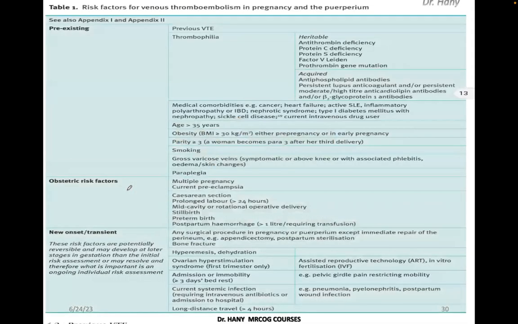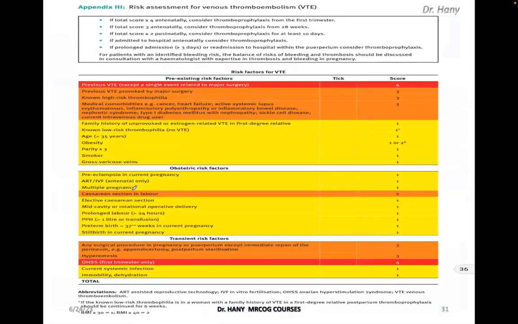This is the risk factor, the high dose, and the transient risk factor. Already we know about it. The scoring, antenatal and postnatal: which will give 4 and which will give 3. This is how I remember it in the exam. Score 4: a previous VTE not related to surgery, unprovoked, or related to pregnancy. So antenatal from booking.